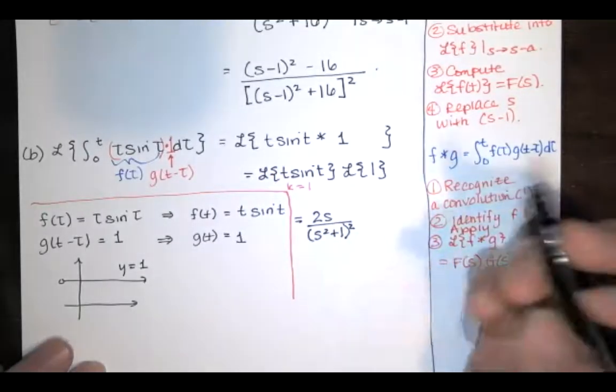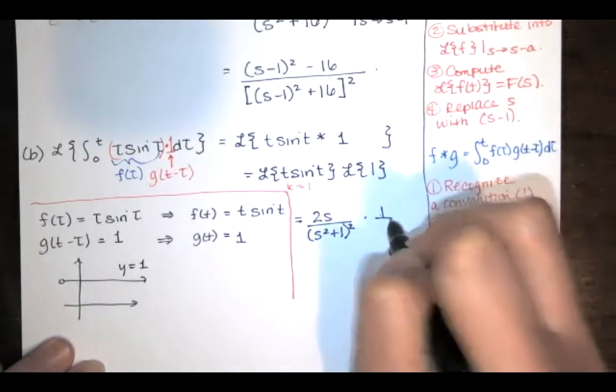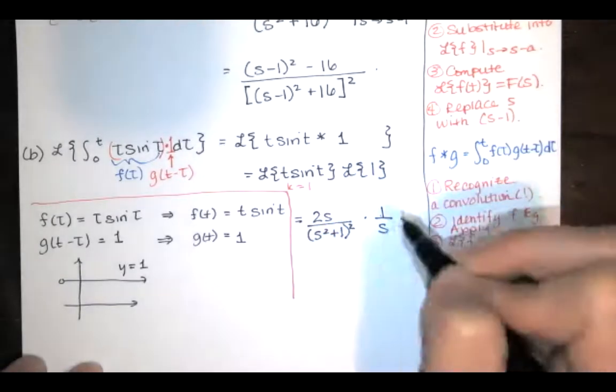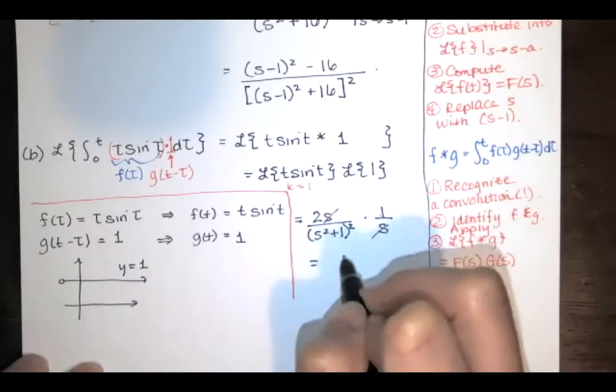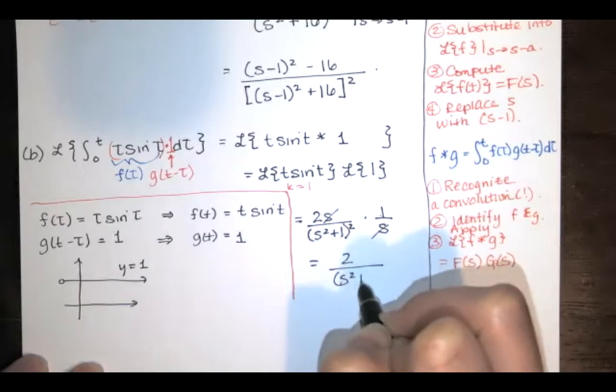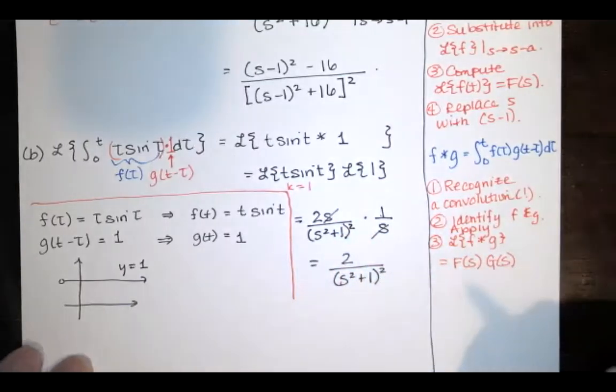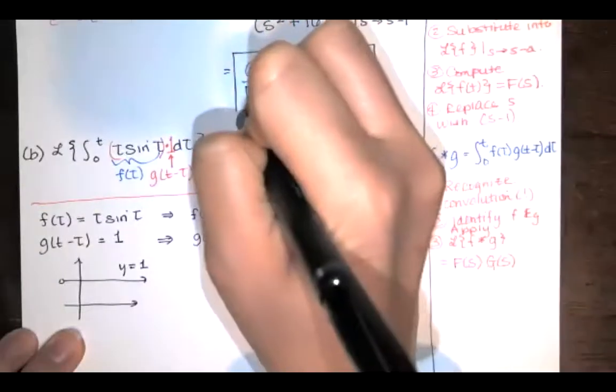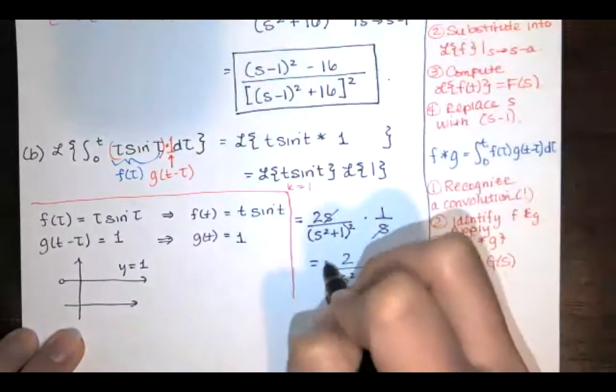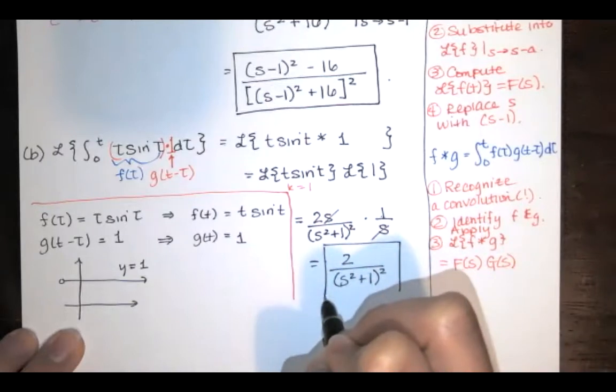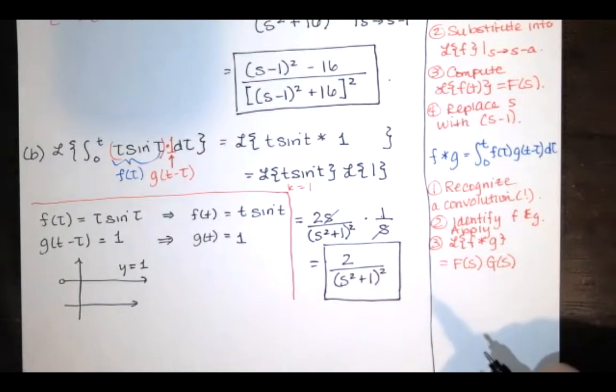So that's this piece, and then we multiply by the Laplace transform of 1, which is 1 over s. And the s's will reduce when we simplify, and we get 2 over s squared plus 1 quantity squared. So this was our answer for part A. And then this is our answer for part B. Now let's look at part C.